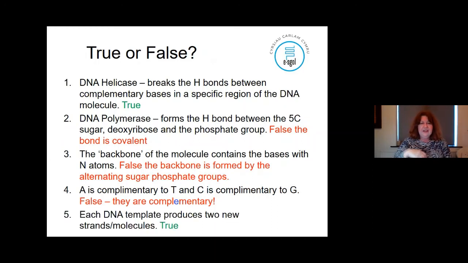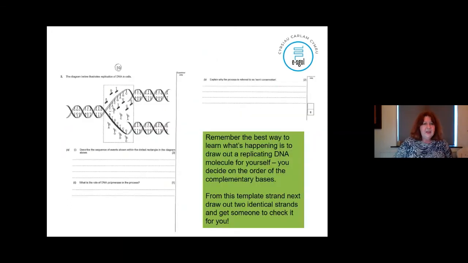And number 5, yeah, that's right. The template forms 2 new strands of DNA. So well done for having a go at that. So let's have a look now at a past paper question.